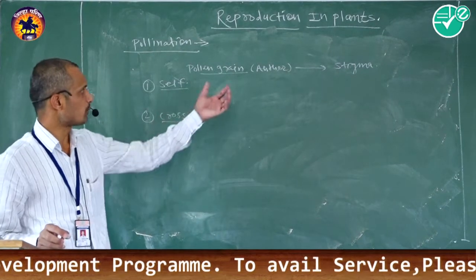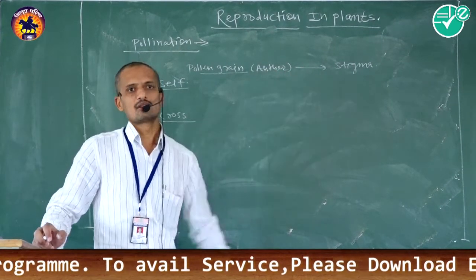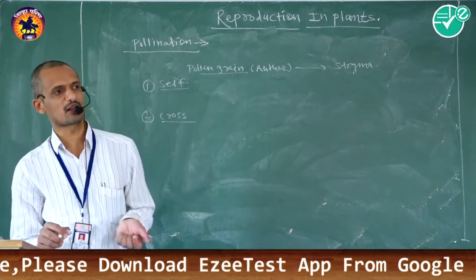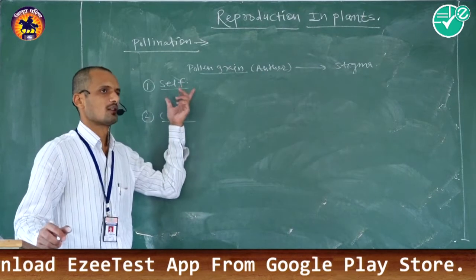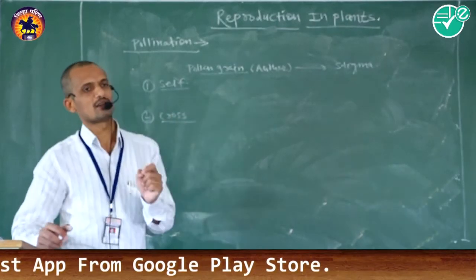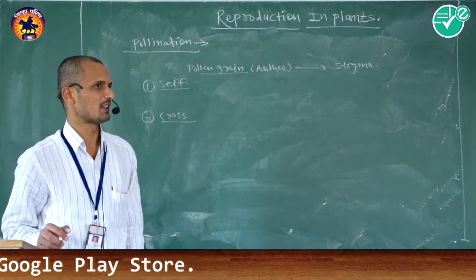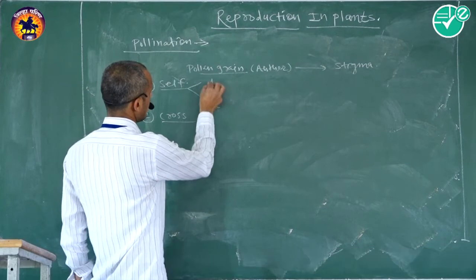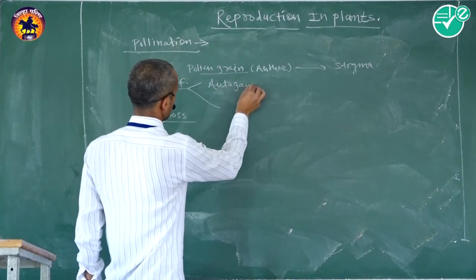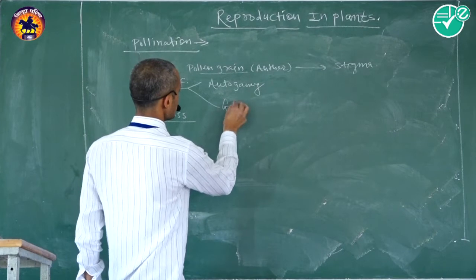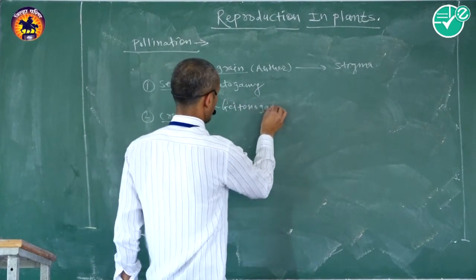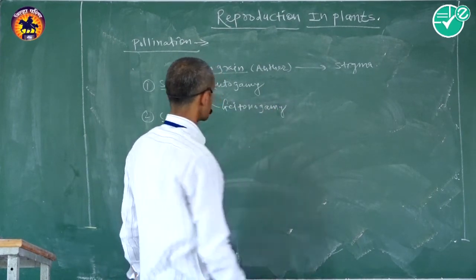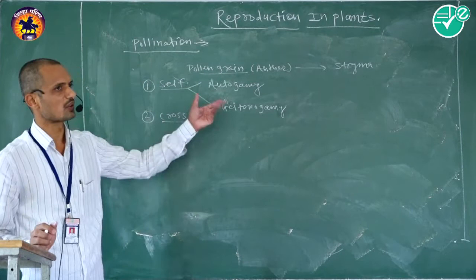Self-pollination means transfer of pollen grain from the anther to the respective stigma of the same flower or a neighboring flower located on a single plant body. It is of two types. The first one is autogamy and the second one is geitonogamy.